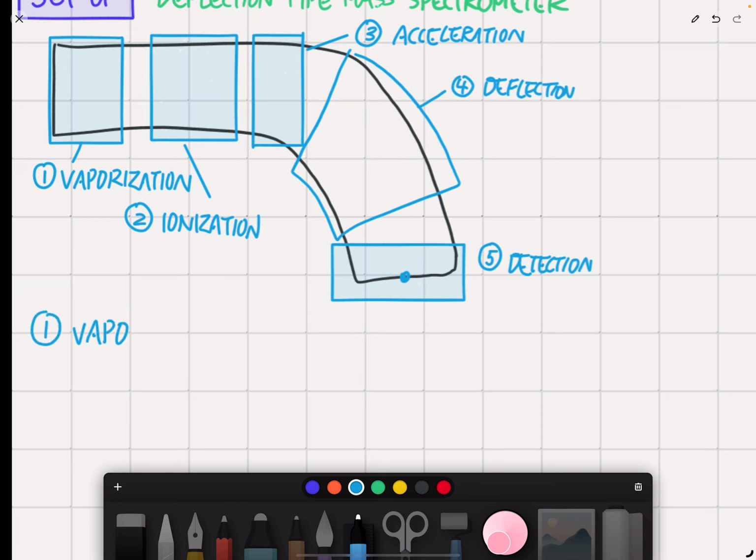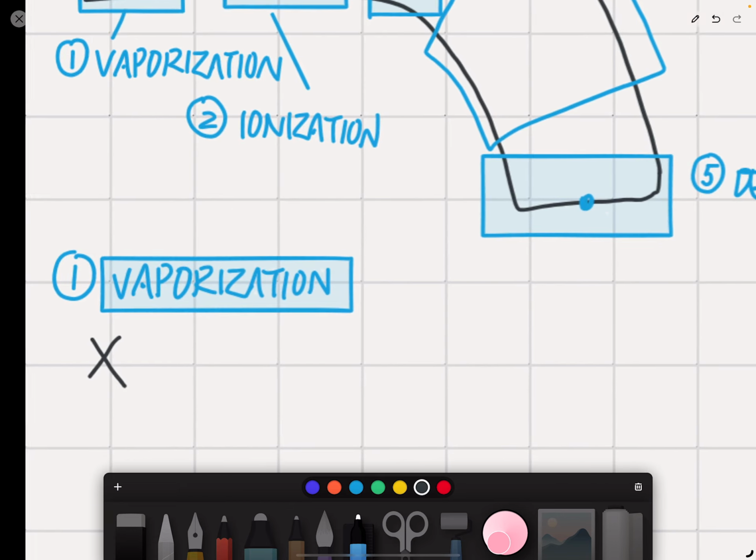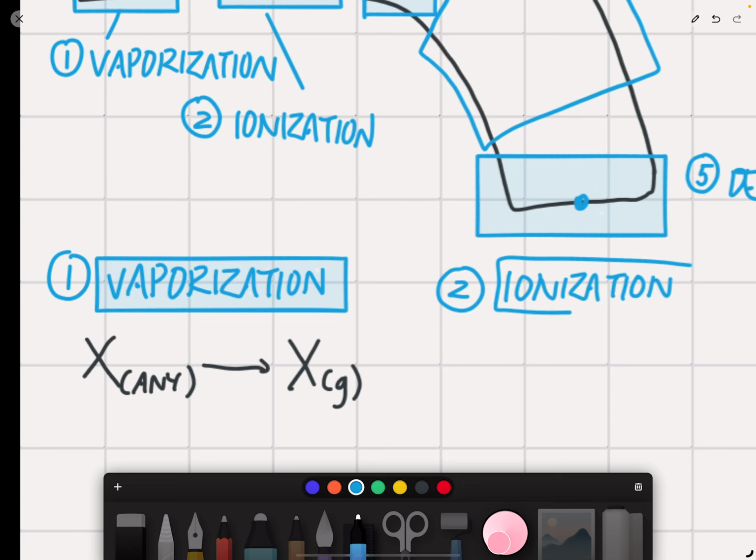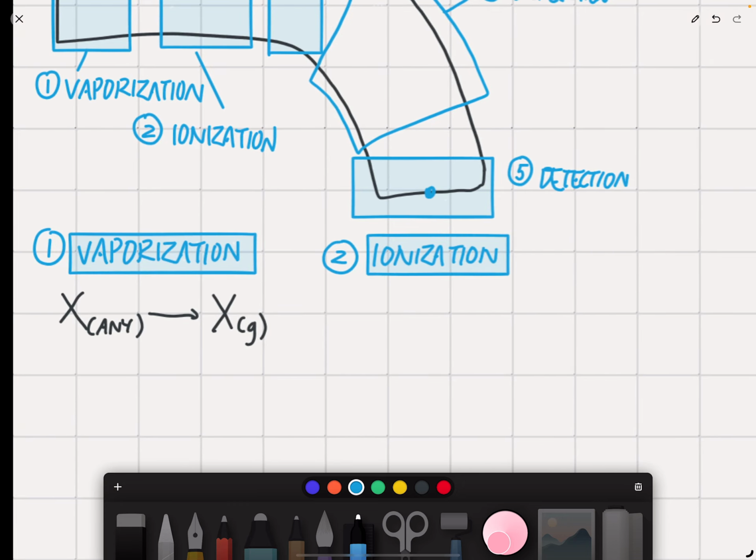In the vaporization stage, all samples will be turned into gas. If X is the sample, it can be in any state: solid, liquid or gas. In the vaporization stage, it will be turned into a gas. Then in the ionization stage, we use an electron gun to knock an electron out of the sample, be it an element or a compound, to form a positively charged ion.